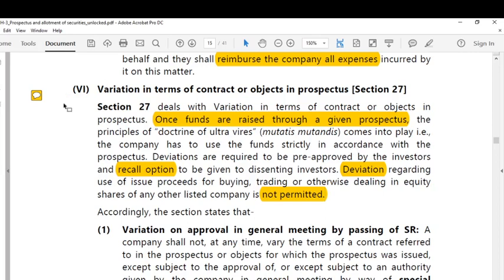And students, the next topic is a simple and very important concept. It is to explain the concept related to variation in terms of a contract or objects in prospectus. So variation in object or contract in prospectus was given in section 27.